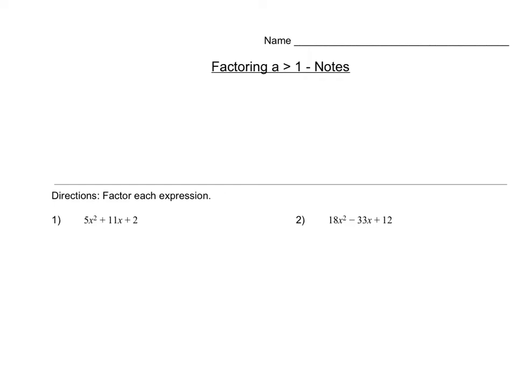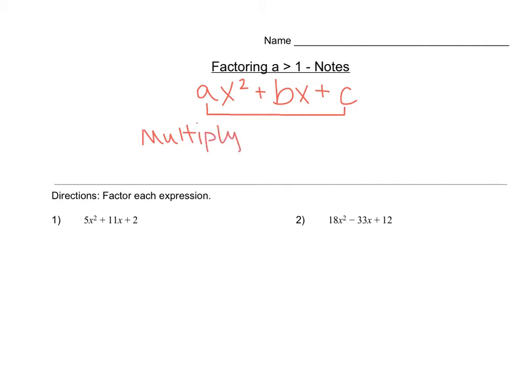This video is about factoring when our a value is greater than 1. Just like the other times we factored, we're going to factor these into two binomials. But this time, since our a value is going to be a number greater than 1, in order to factor these, we're going to find a number where you multiply the a and c value, and then you're going to end up adding to your b value.